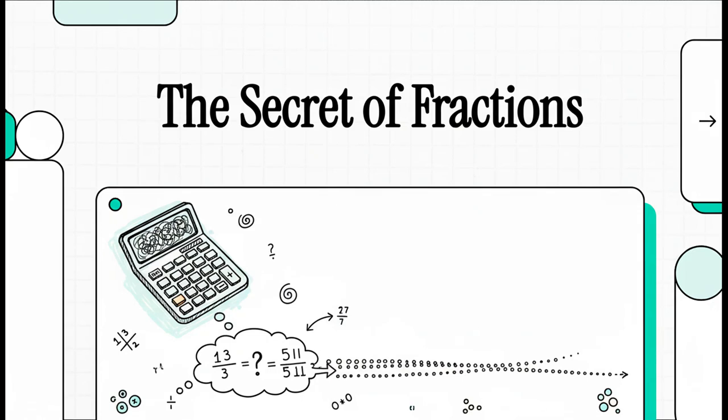Hey everyone, have you ever done this? You grab your calculator, you punch in a fraction like, say, 1/3, and the screen just fills up with threes that go on and on and on forever. Kind of weird, right? Well, today, we're going to get to the bottom of it. We're going to figure out exactly why that happens. Let's crack this math mystery together.